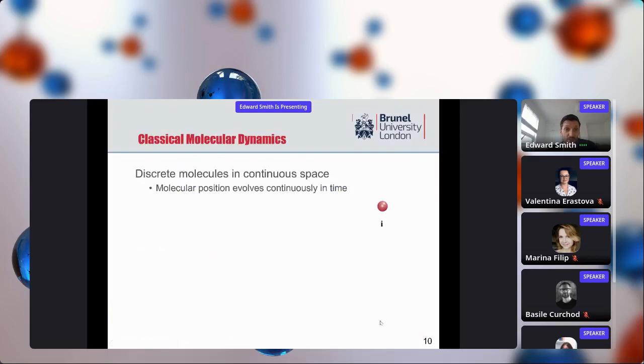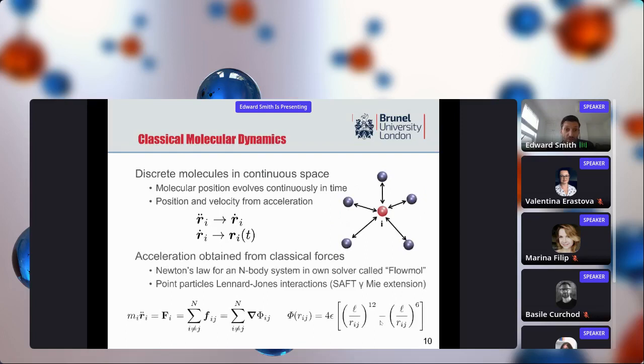So everything I talk about today is just plain classical molecular dynamics, molecules' positions evolving continuously in empty space. The velocities come directly from the accelerations, and the positions are just the integral of the velocities. We obtained that just from classical force fields. So Newton's law for the n-body system, everything uses my own solver, just a parallelized MD solver called Flomol.